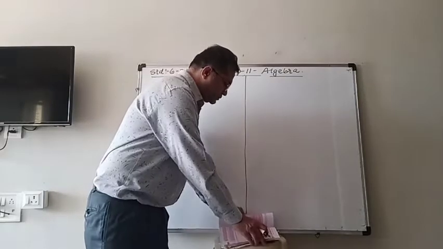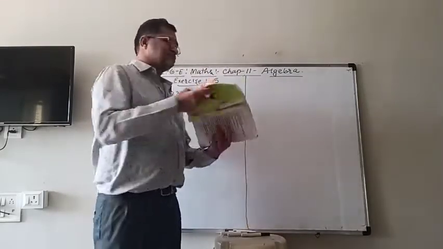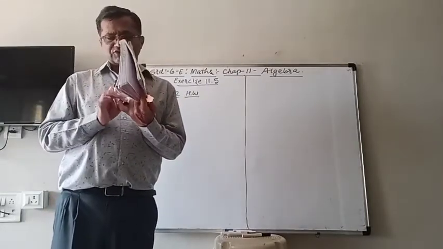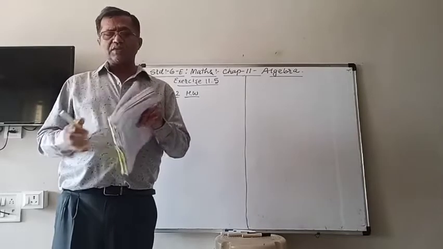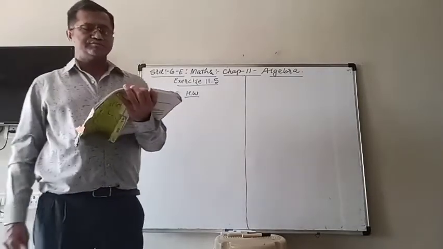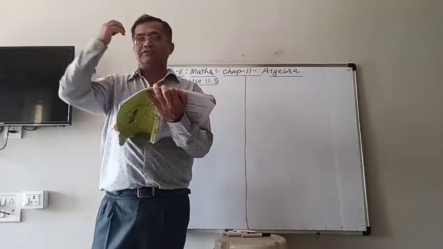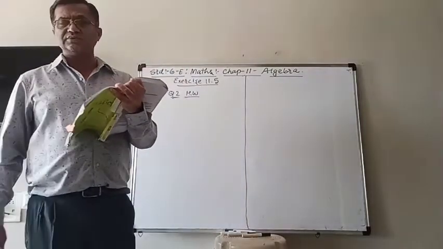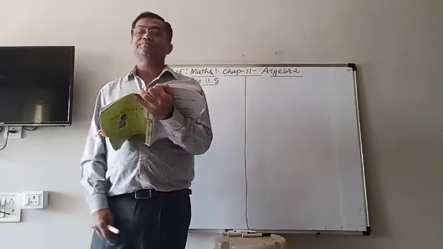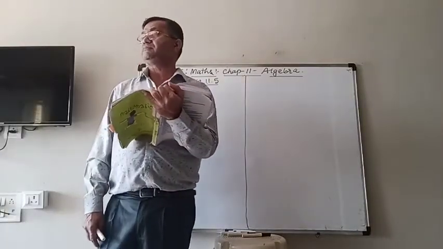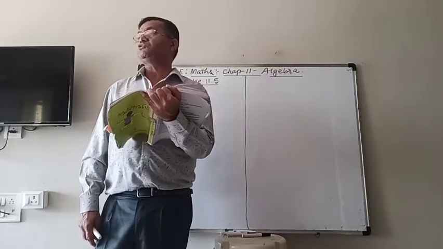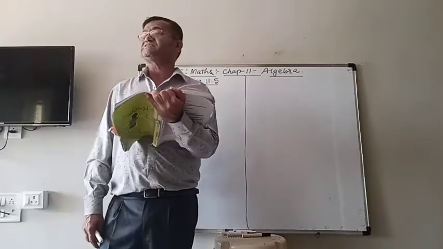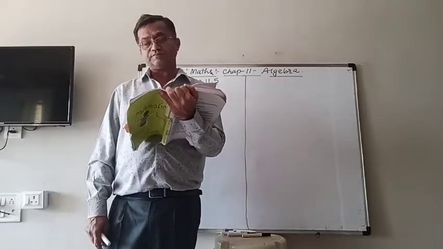In chapter 11, we started exercise 11.5. Question 1 was completed. Now in question 2, a table is given in which in the first column there is an equation, in the second column the value of the variable is given. Then you have to fill the third column, that is, whether the equation is satisfied by that value or not.